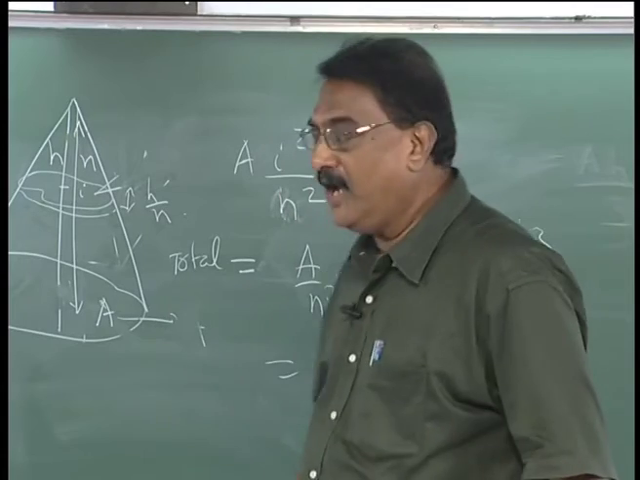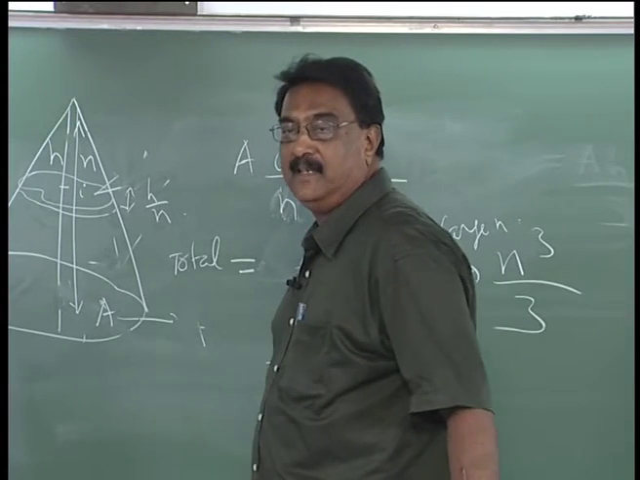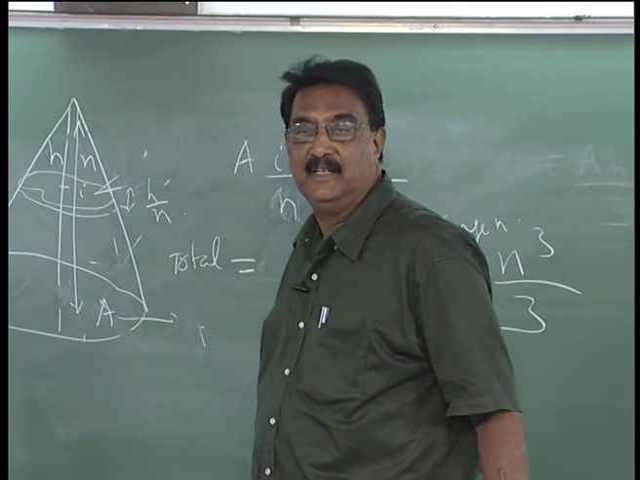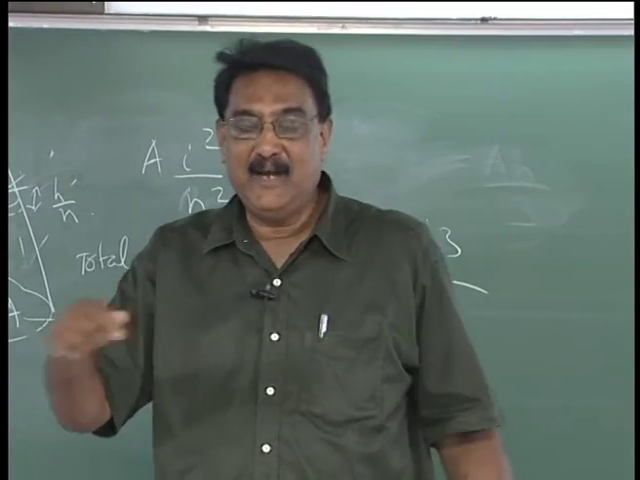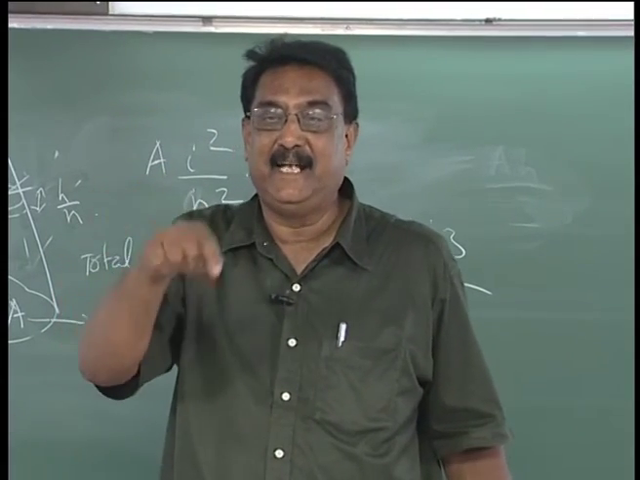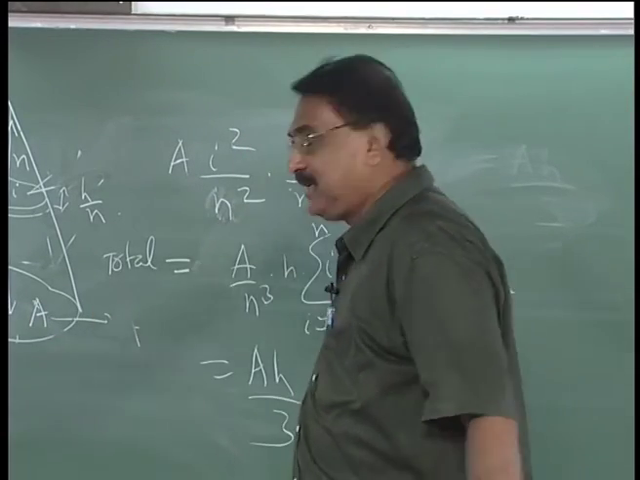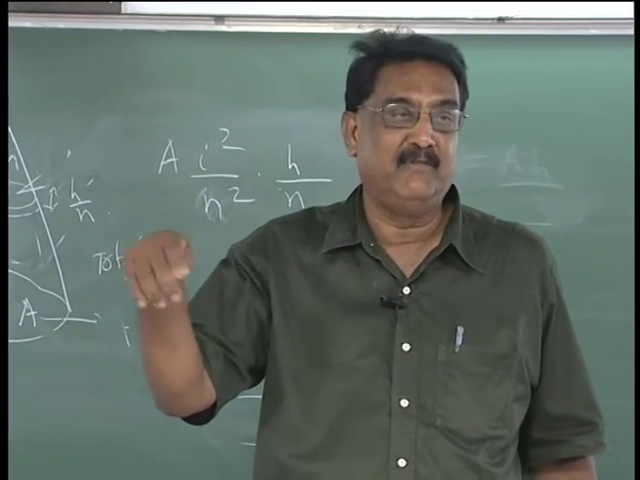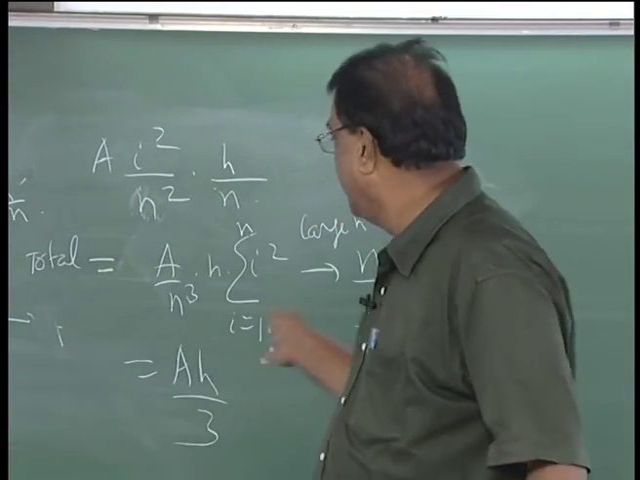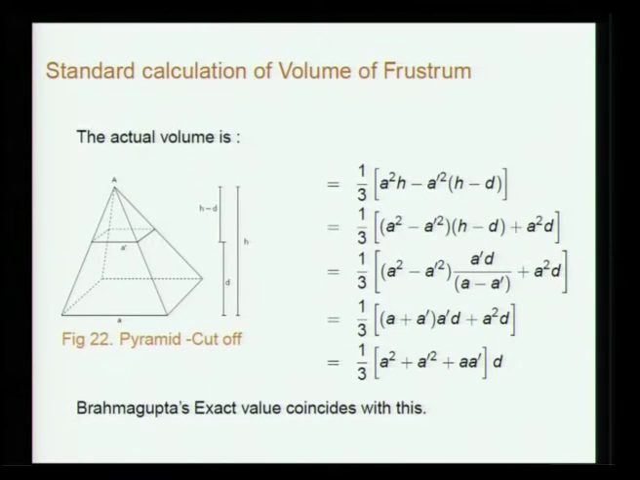Or if you are not satisfied, what you have to do is sigma i squared is equal to n into n plus 1 into 2n plus 1 by 6. And finally, you take the limit n going to infinity. For large n, the other terms will be very small, so 1 by n squared will come. So, finally, you get this. Essentially a similar kind of thing, we do not know, Brahmagupta might have used this kind of a thing.